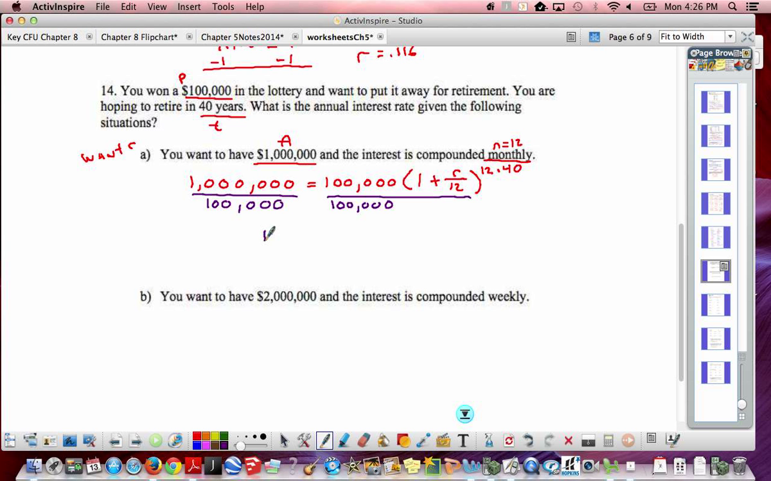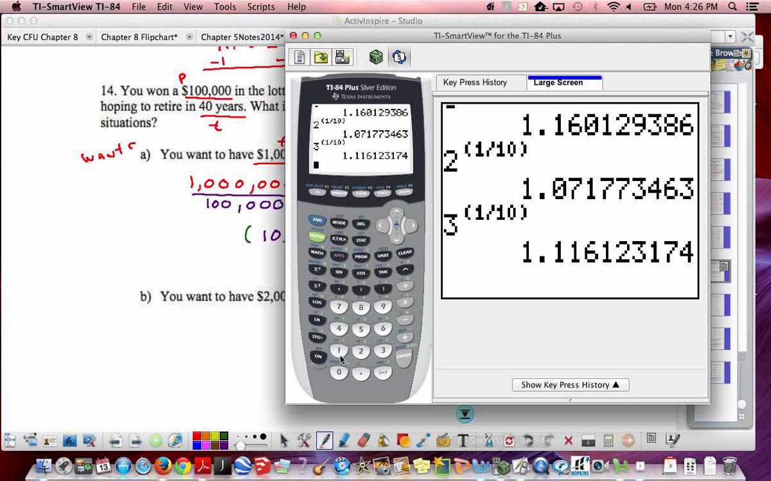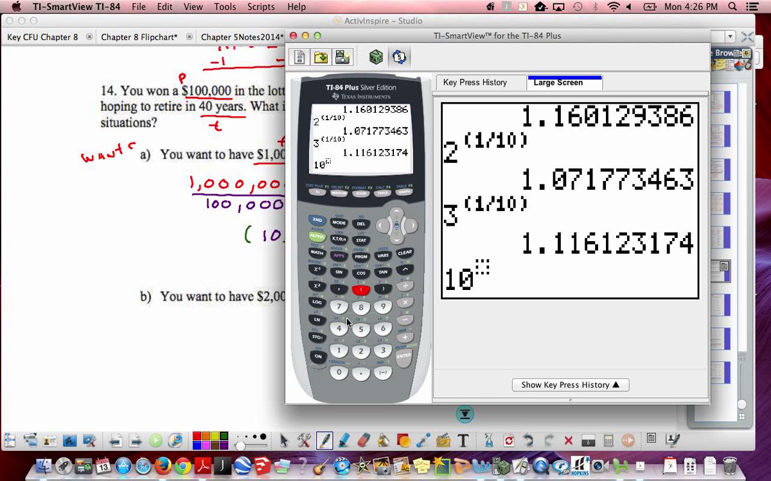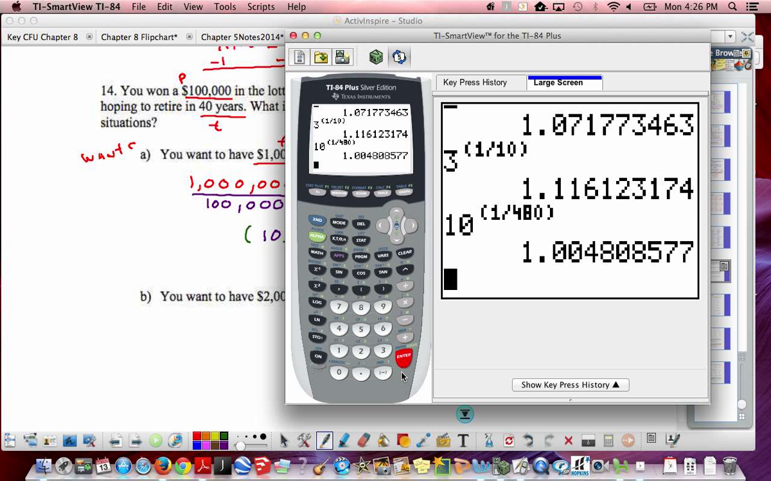When I do so, I have 10 equals (1 plus r over 12) to the 12 times 40, and I'm just going to save myself a little energy there. Note that that's to the 480th power. So now we need to take it to the inverse, 1 over 480 power. So I get 1 plus r over 12 is equal to, on my calculator, 10 raised to the 1 divided by 480 power. I'm going to get a pretty small decimal with the 1 there.